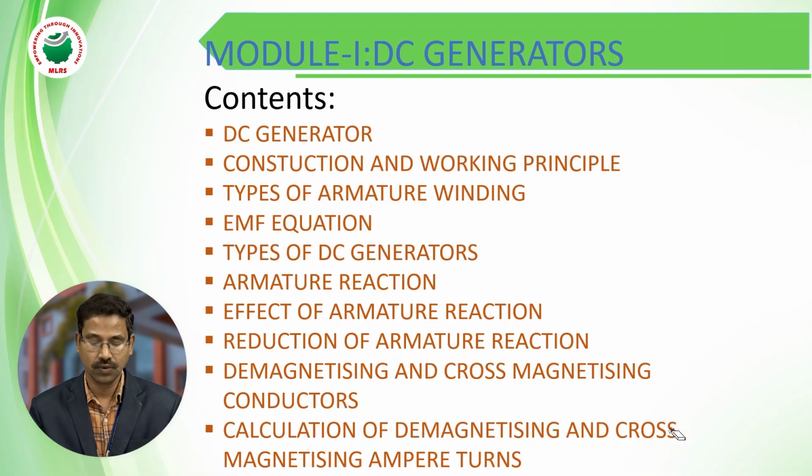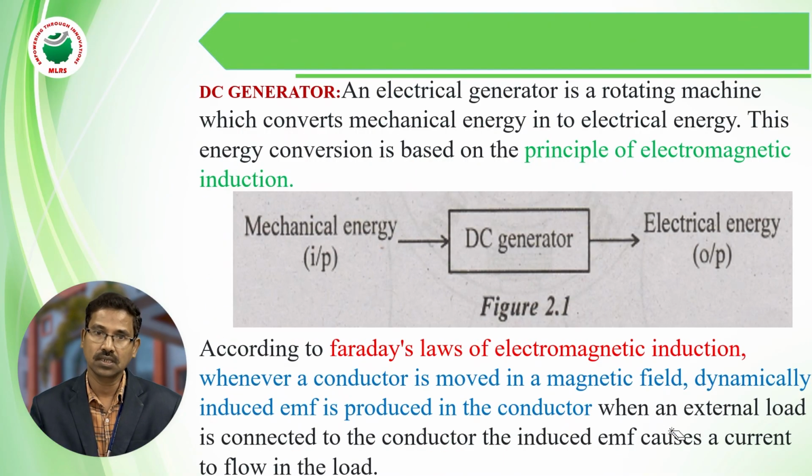So let us first see the definition of the DC generator. What do you mean by DC generator? A DC generator is a rotating electrical machine which converts mechanical energy into electrical energy. And this DC generator works on Faraday's law of electromagnetic induction principle.